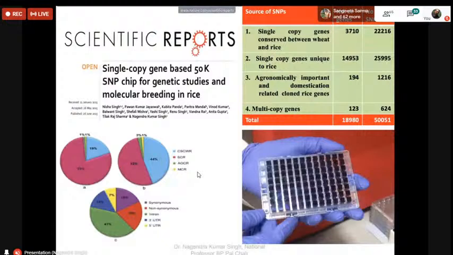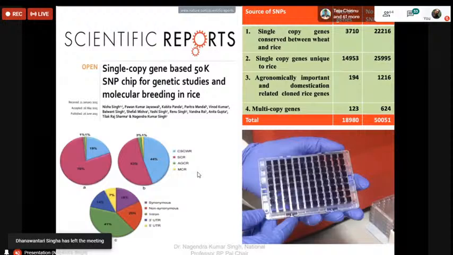At our institute, after completing the rice genome, we developed a high density chip of rice, and a patent has been granted on this chip. The unique thing about this chip is that it is totally gene based. Most of the other chips are genome based, mostly on non-coding stuff based on repeats throughout the genome, and they have one SNP at each locus. And this chip is gene-based and it has multiple SNPs per gene.